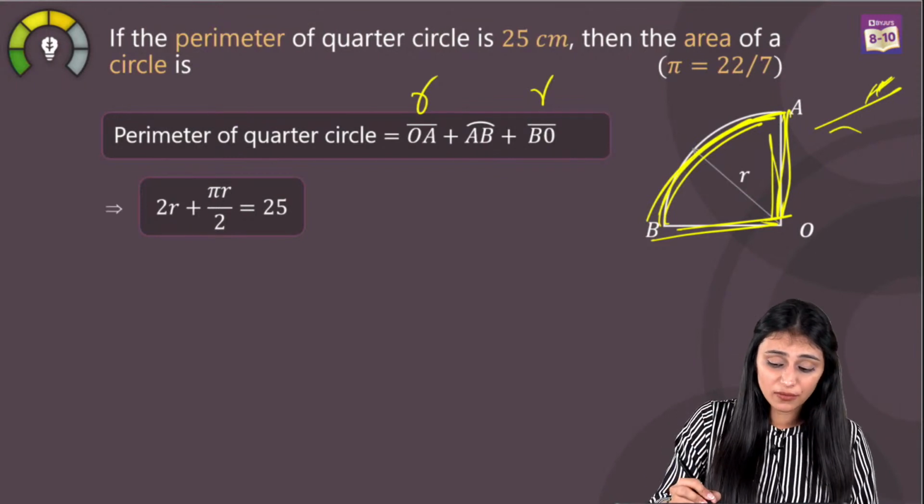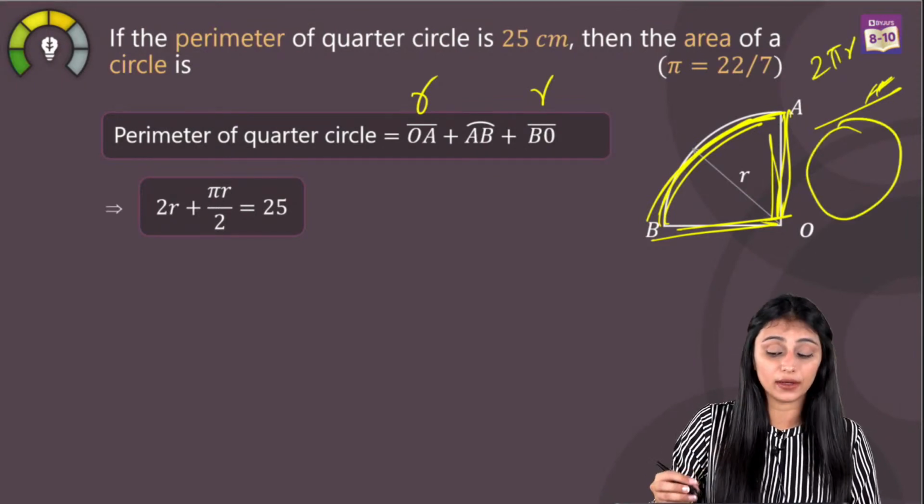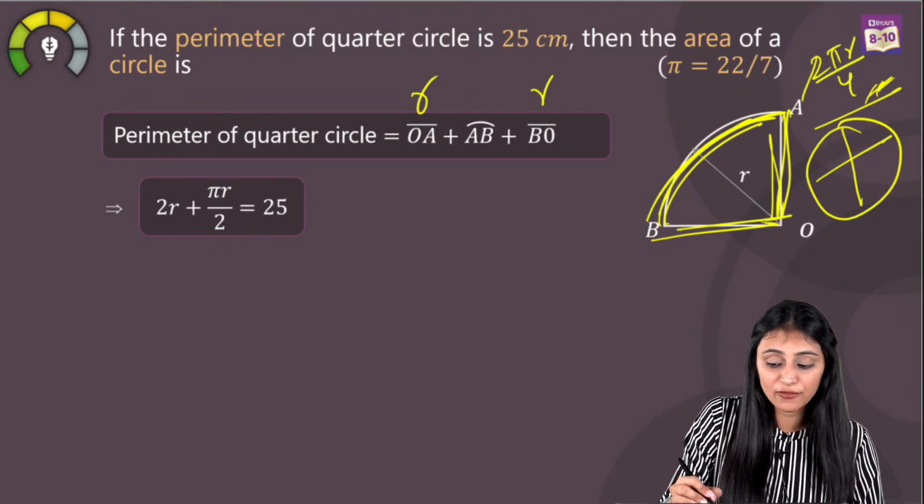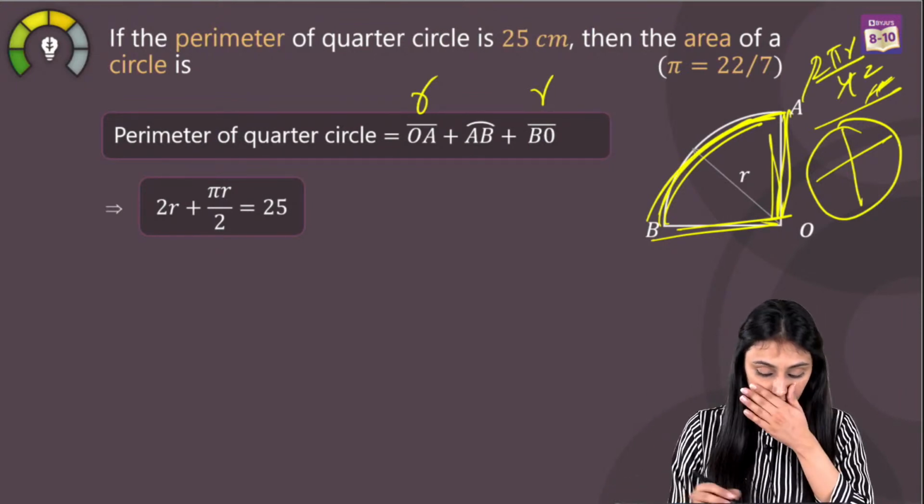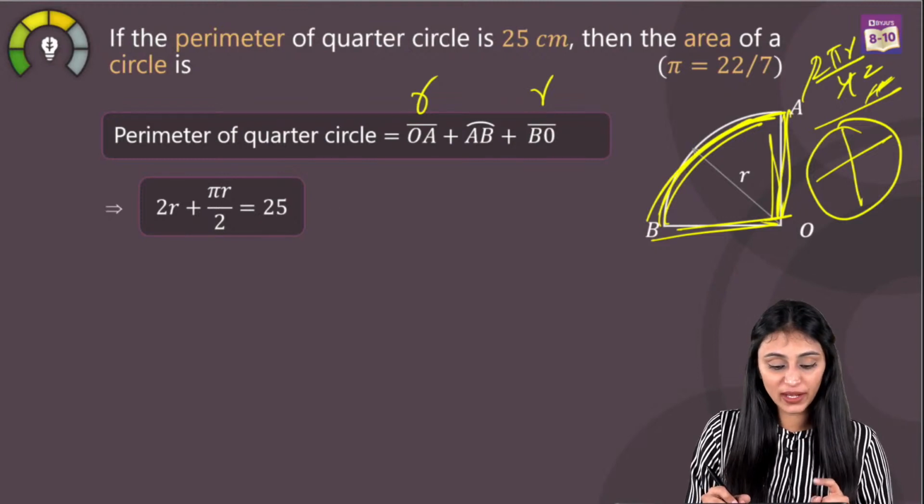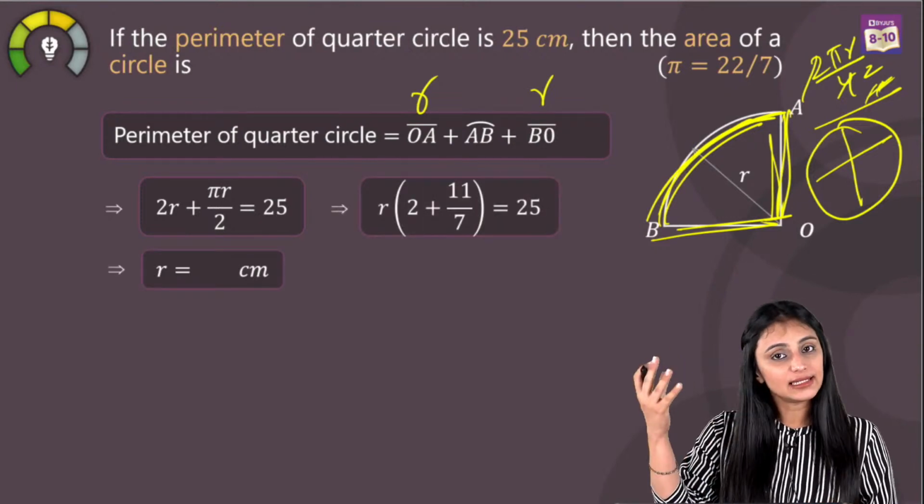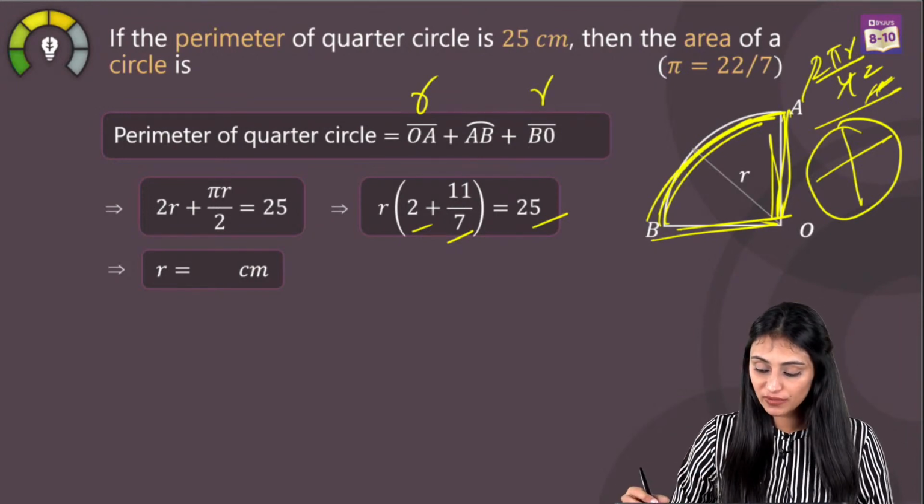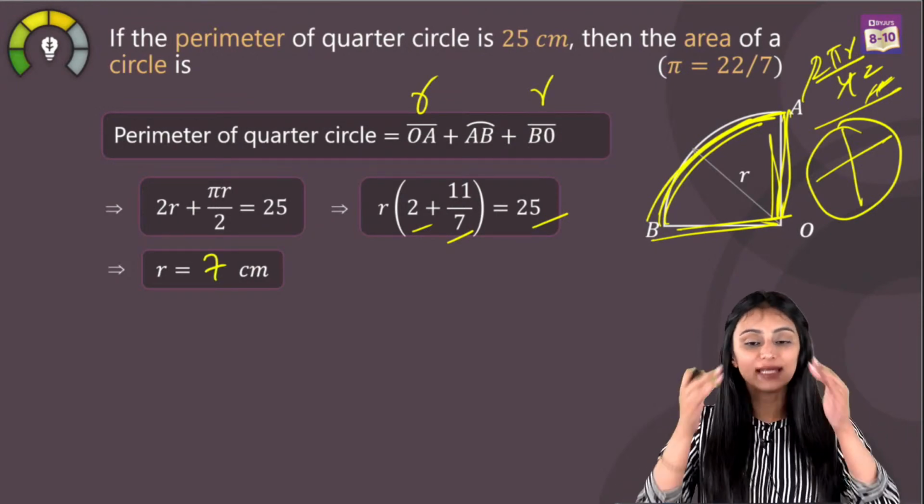So you see, for the entire circle, the perimeter is 2 pi r. Now this is the quadrant, that means it's 1/4 of this. So I'll say it's 2 pi r by 4, that's pi r by 2. Correct. Now I'll put the value of pi over here, and I'll take r common. So we have 2 plus 11 by 7 equals 25. Once you simplify this, you're going to get r equals 7 centimeter.